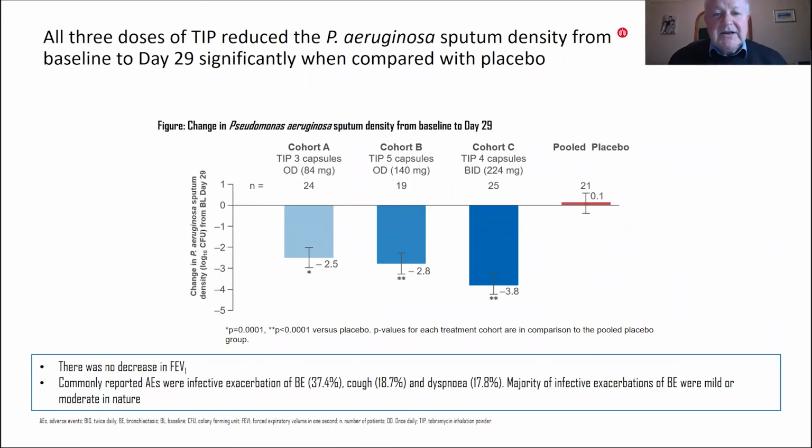And as I think you can see clearly in this graph, there was no change in the pooled placebo within each cohort, but all doses resulted in a significant reduction in Pseudomonas aeruginosa sputum density. And there was the suggestion of a dose ranging effect, with the highest dose associated with the greatest reduction in Pseudomonas aeruginosa colony forming units per mil of sputum.